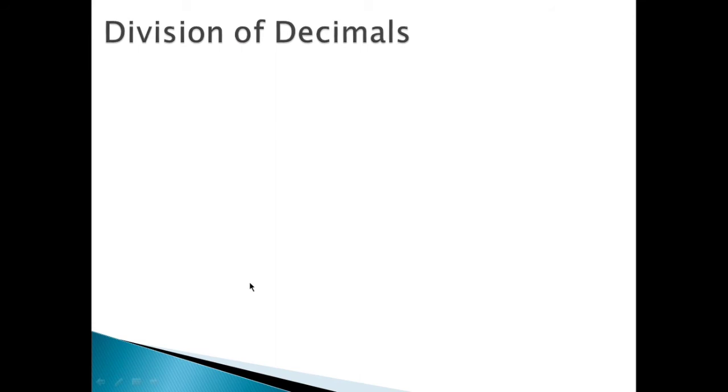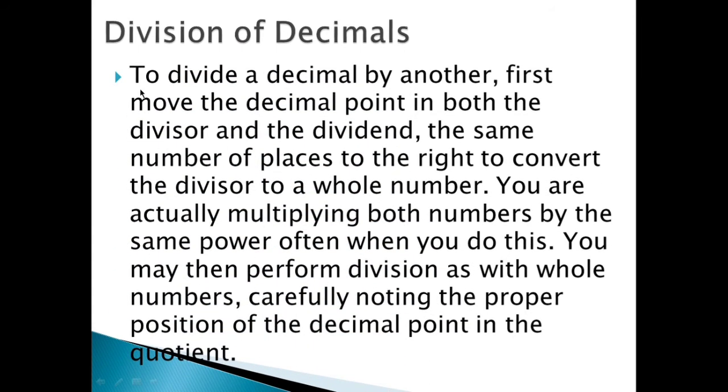Okay, so let's proceed to division of decimals. To divide a decimal by another, first, move the decimal point in both the divisor and the dividend the same number of places to the right to convert the divisor to a whole number. You are actually multiplying both numbers by the same power of ten when you do this. So, you may then perform division as with whole numbers, carefully noting the proper position of the decimal point in the quotient.